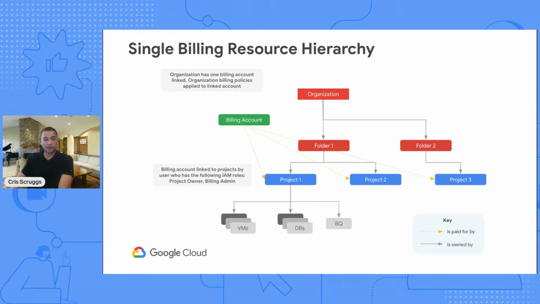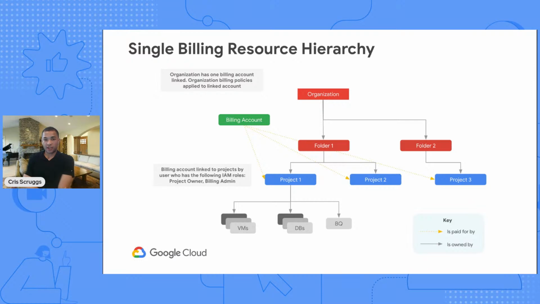This is an example of the single billing resource hierarchy for an organization. In this example, there's a single organization with a single billing account. Now, these billing accounts are linked to all projects in the organization by a user with the project owner and billing admin roles. The pros of this are centralized visibility and control, shared technical implementation and practices, and centralized visibility and control in overall spending, since you only have one billing account for all your projects. So you don't have to go manage different billing accounts. That's the whole pro of this: having one billing account to manage and one billing account to look at.